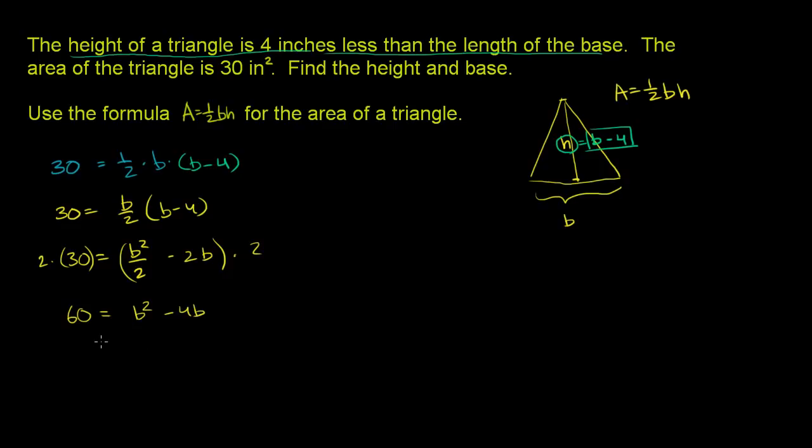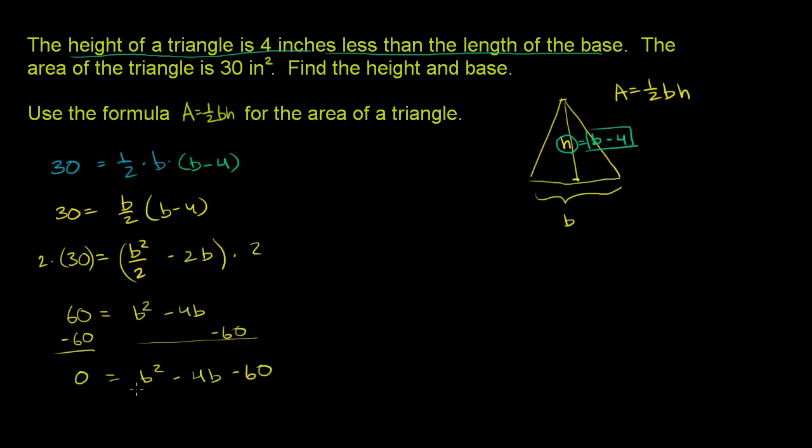And now we have a quadratic here. And the best way to solve a quadratic, where we have a second degree term right here, is to get all of the terms on one side of the equation, having them equal 0. So let's subtract 60 from both sides of this equation. And we get 0 is equal to b squared minus 4b minus 60.